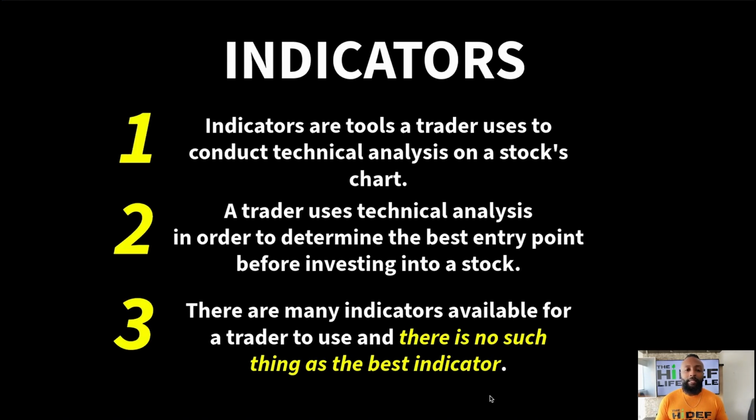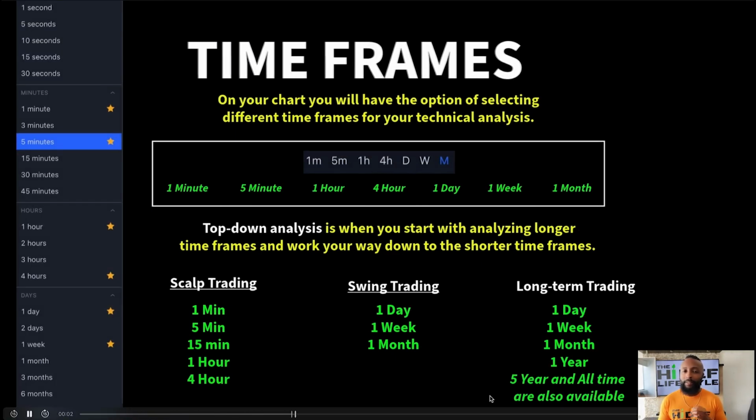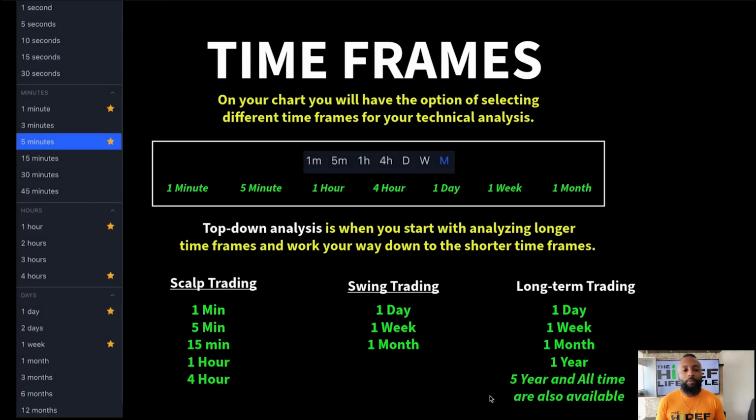Indicators. Indicators are tools a trader uses to conduct technical analysis on a stock's chart. Two, a trader uses technical analysis in order to determine the best entry point before investing into a stock. Number three, there are many indicators available to a trader, and there's no such thing as the best indicator. That's very important to know. There's no such thing as the best indicator to use.